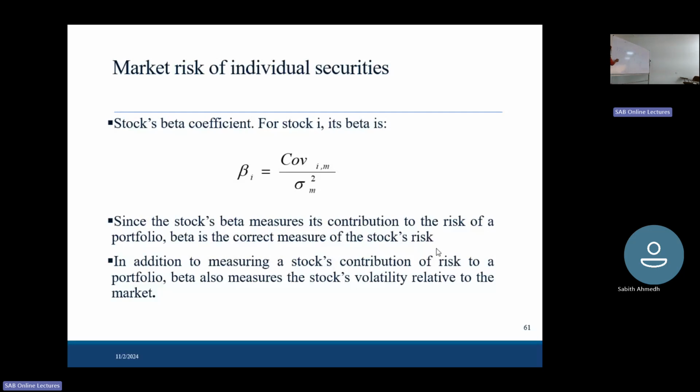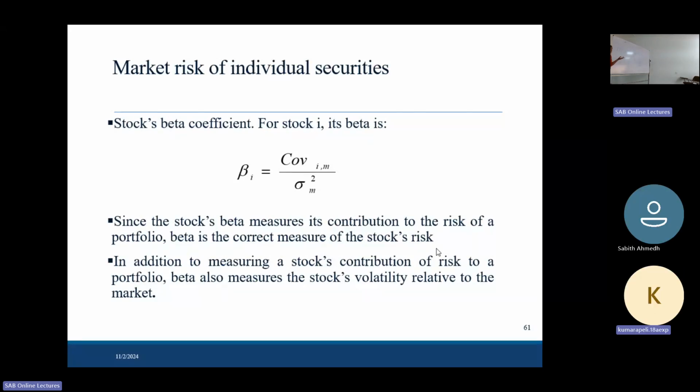So you want to identify the systematic risk of this company in order to estimate your required rate of return. Then you can calculate the covariance between the returns of the stock, the price difference stock return, and the market return, again the all share price index based market return, divided by the variance of the market. So you can calculate the standard deviation and variance for the market.